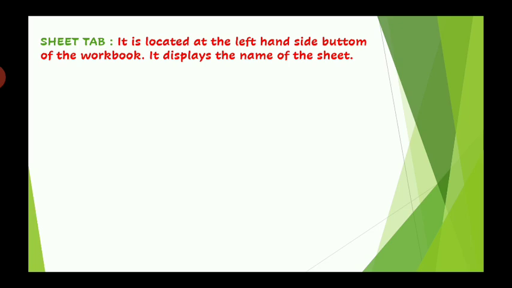Now the next component is sheet tab. Now sheet tab is generally located at the left hand side bottom of the workbook. Okay, what it does, it displays the name of the sheet. If you are working in sheet 1, it will display sheet 1. If you are working in sheet 2, it will display sheet 2.